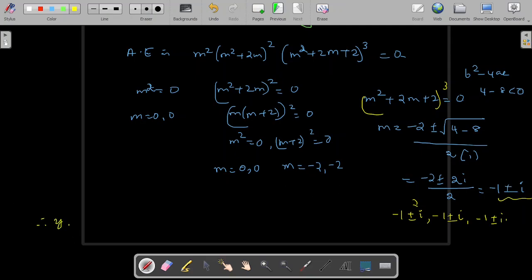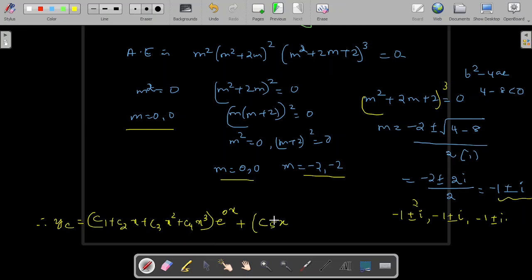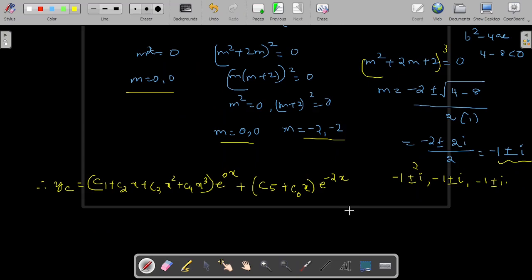Therefore now the complementary function, write it carefully. 0 repeated 4 times. So c1 plus c2x plus c3x square plus c4x cube, 4 terms you got, into e to the power 0x, which is nothing but 1, plus next, minus 2 repeated 2 times, c5 plus c6x into e to the power minus 2x. Next plus here, this is minus 1 plus or minus i, repeated 3 times.